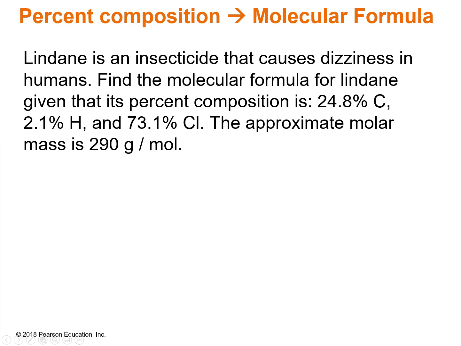We can put all of this together and use the percent composition of a compound to first figure out the empirical formula. And if we're given the approximate molar mass of the compound, we can also figure out the molecular formula. We've got an insecticide that causes dizziness in humans. We also have the percent composition for this compound, along with its approximate molar mass.